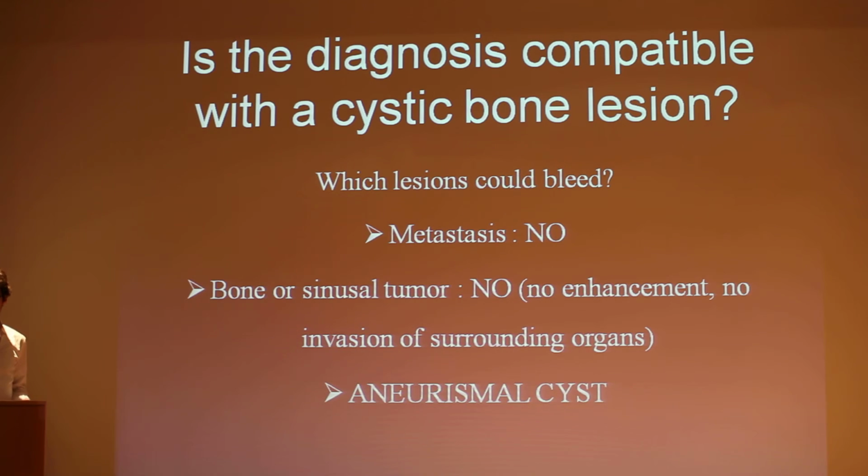So what could bleed? And I evoked the cystic bone lesion. It's not metastasis or malignant tumor, because there is no enhancement, no invasion of surrounding organs. So my diagnosis, and I have to choose one diagnosis, I was wondering if it was not aneurysmal bone cyst. That's it, on est d'accord. We agree.